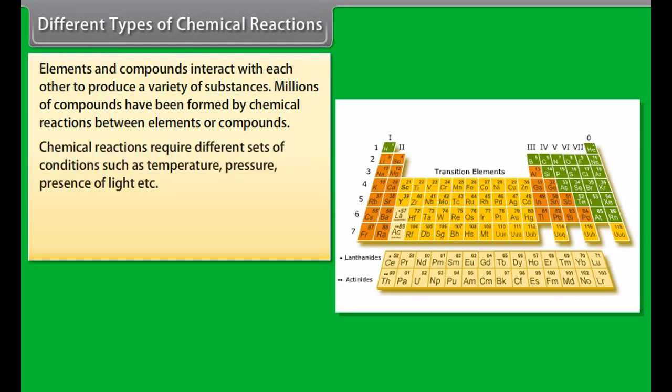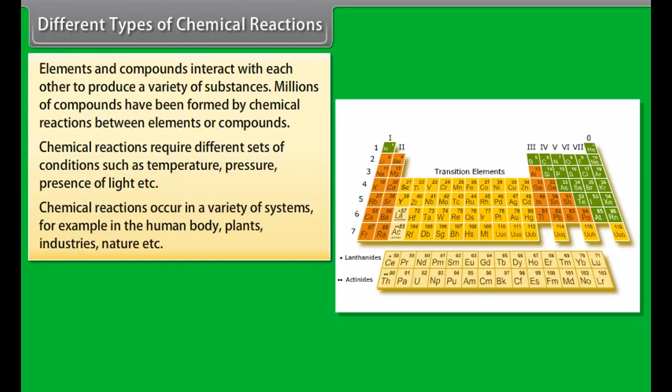Al2O3 plus 3H2SO4 gives Al2(SO4)3 plus 3H2O. Different types of chemical reactions.